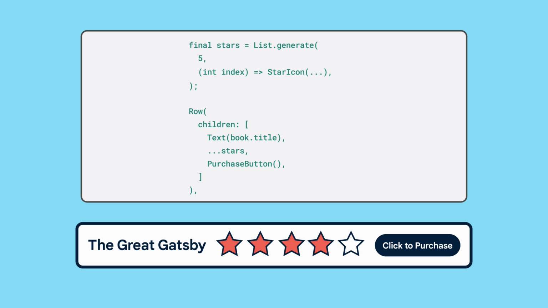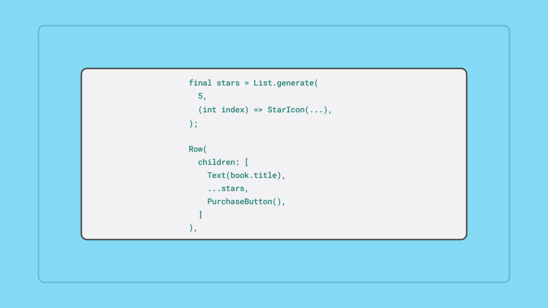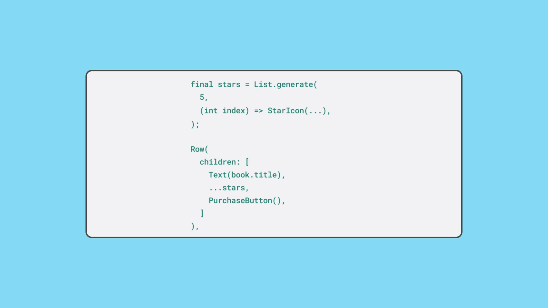Now, this generated list of icons can be used to refactor the book review UI element example, making the code more maintainable. This example uses the spread operator to concisely embed one list, the 5-star icons, into another list. Now, the code is DRYer, more readable, and more maintainable.